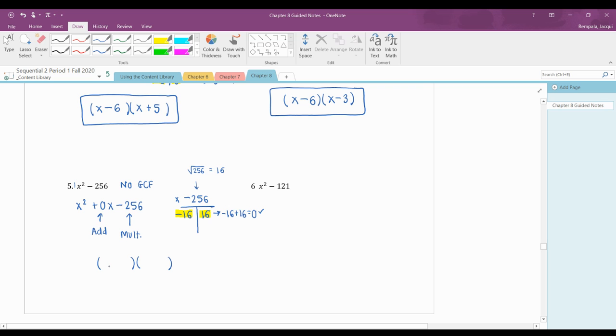We'll start each of our parentheses with an x because we have x squared to begin with. One of the parentheses needs a negative 16 and one of them needs a positive 16. And that would be my answer.